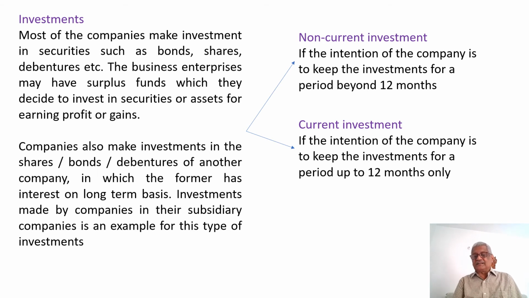The investments can be broadly classified into non-current investment and current investment. Non-current investment means the intention of the company is to keep the investment for a period beyond 12 months. So only the non-current investments appear under non-current assets. The current investment will go to the current assets, which we will learn later. So if any investment which the company has made and the intention of the company is to keep it for at least a period of more than 12 months, it is classified as a non-current investment.